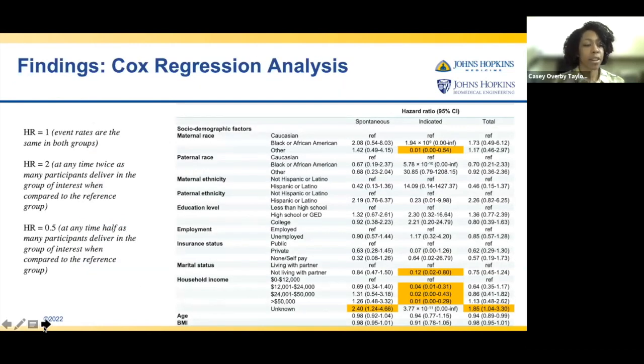Looking at the Cox regression analysis, we see that among these sociodemographic factors, there were some significant differences between groups. For the unknown household income, there was higher risk compared to the lower household income reference, and that's in the spontaneous group. In the indicated group, there were 5 factors that showed lower significance when compared to the reference. And then in the total group, similarly, unknown household income showed a higher risk.